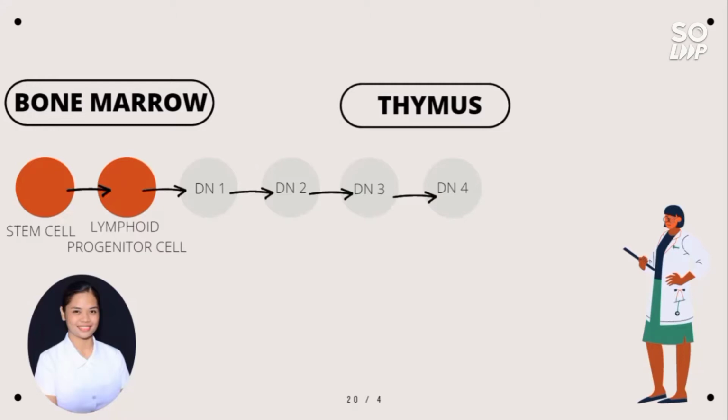Stages DN1 to 4 are called double negative because they express neither the CD4 nor CD8 glycoprotein. There are two glycoproteins, that is, a protein with a sugar attached to it, which is used to determine if a T cell is a helper or a cytotoxic T cell. These two glycoproteins are called the CD4 and CD8. CD stands for cluster of differentiation. These are basically a bunch of markers that help differentiate one cell type from another.